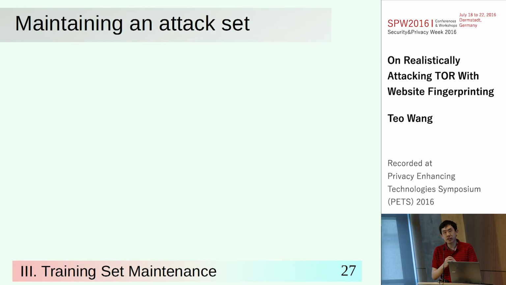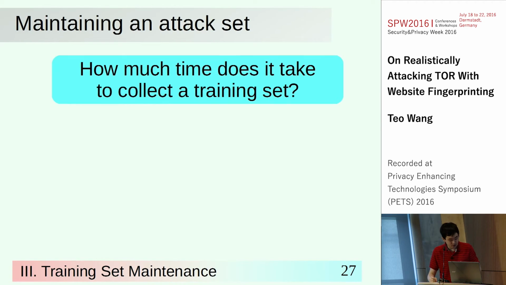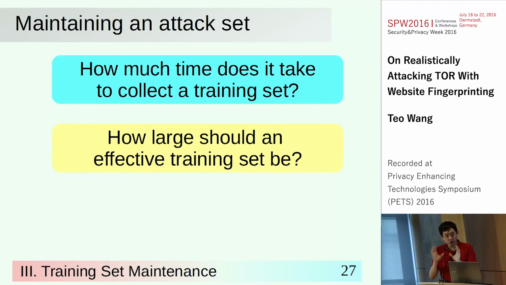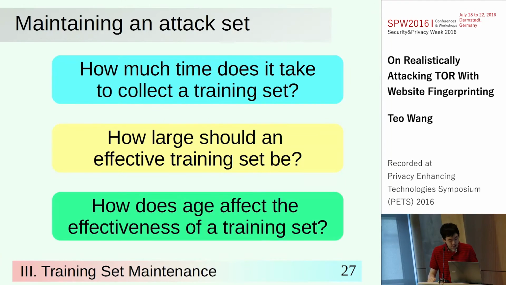Maintaining a training set is a bit of a trade-off issue, because if a training set gets very old, then it's not going to be very effective anymore. So there are really 3 problems that we want to answer here. First of all, how much time does it take to collect a training set? Second, how large should an effective training set be? A larger training set would, of course, have more data for the classifier to leverage. And third, how does age affect the effectiveness of a training set? So it's a balancing problem, and it's related in a multiplicative sense.